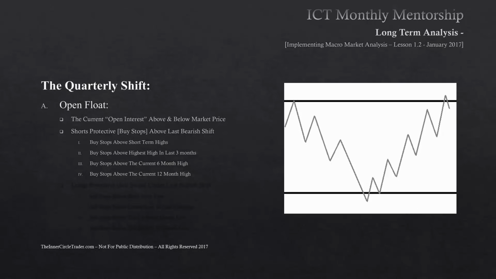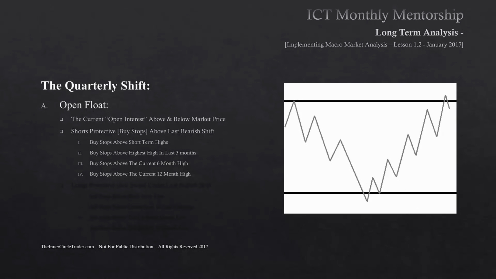So some of the new traders that usually send me emails, they ask me, how often do I trade 12-month highs and lows? Well, you could see a 12-month high or low pretty quickly. It depends on what the range is in your market. The same thing is said for a 6-month high.